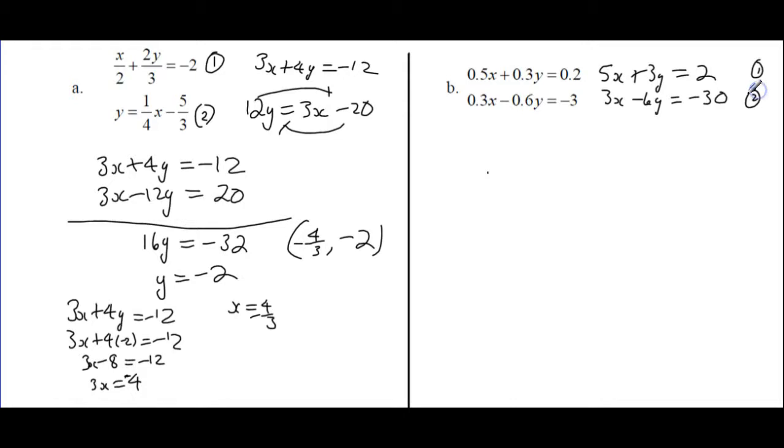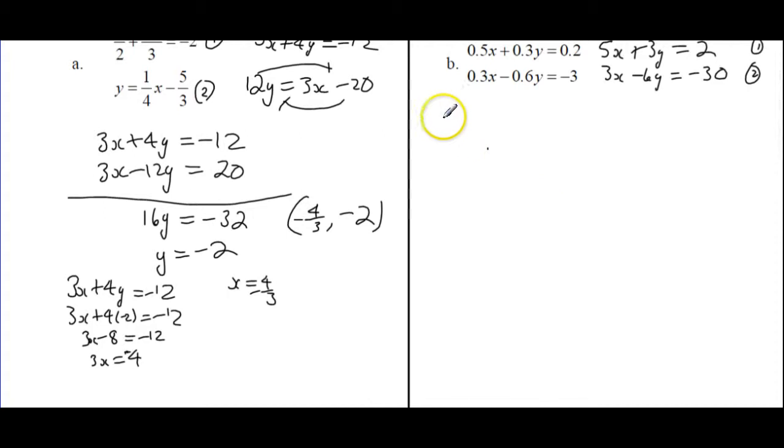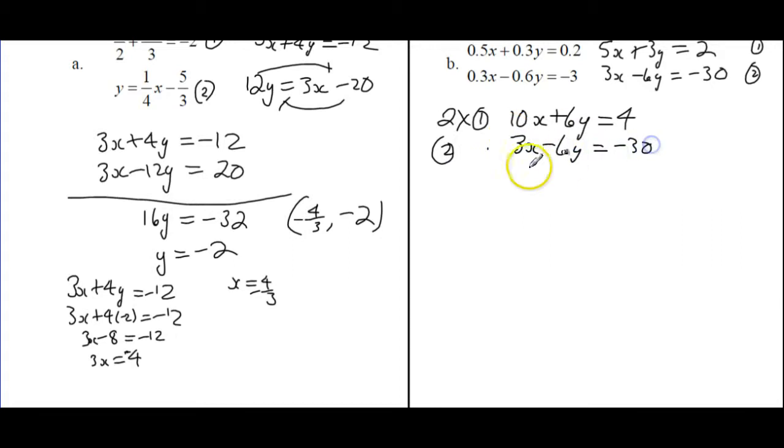Call that equation 1. Equation 2, we're going to solve by elimination. Let's multiply equation 1 by 2. So 2 times equation 1 is 10x plus 6y is equal to 4. And equation 2 by itself is 3x minus 6y is negative 30. We're going to add because these have opposite signs. So we get 13x is negative 26 and x is negative 2.